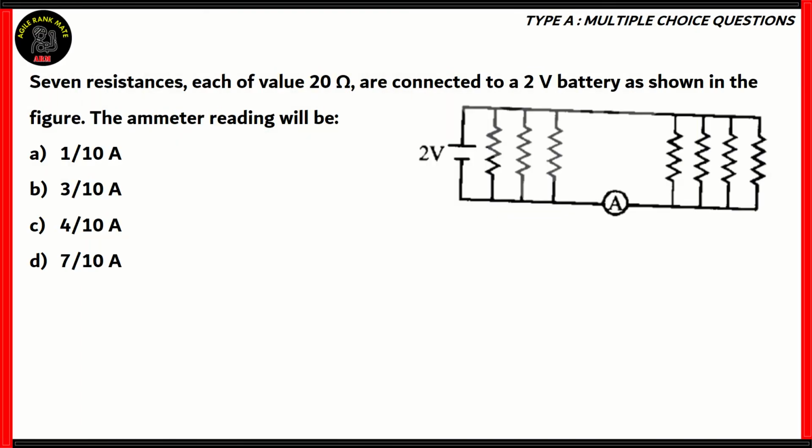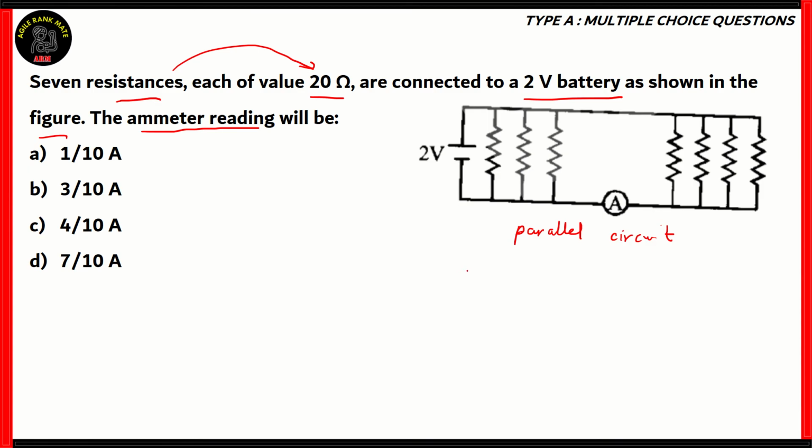Now let's look at another question. 7 resistances, each of value 20 ohms, are connected to a 2-volt battery as shown in the figure. You need to find out what is the reading on the ammeter. So if we look at the question, we have 7 resistances. Each resistance is of 20 ohms, and they are connected. If you look at the figure, the resistances are connected in parallel.